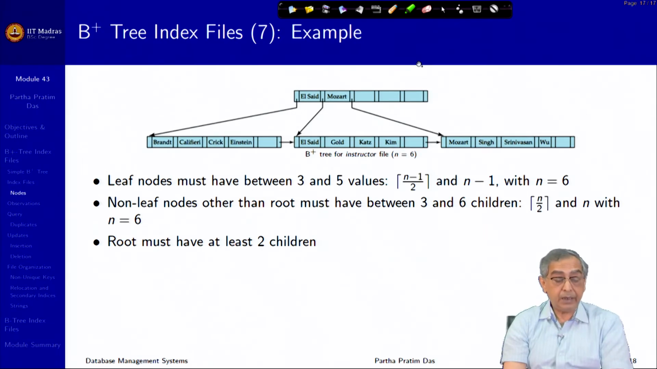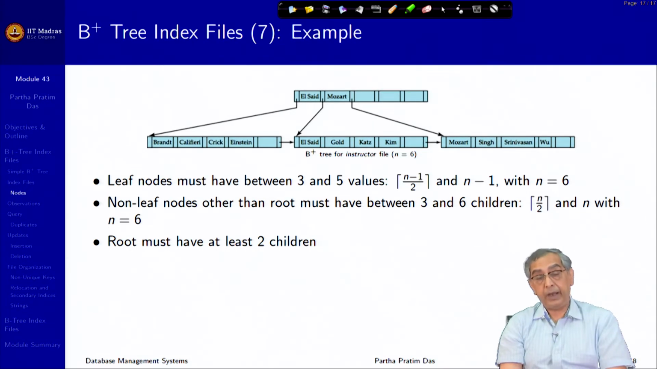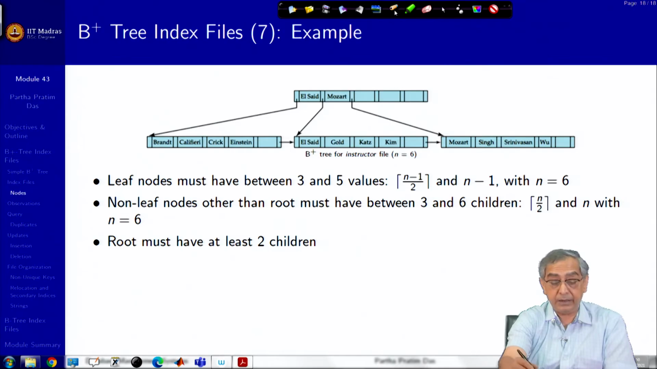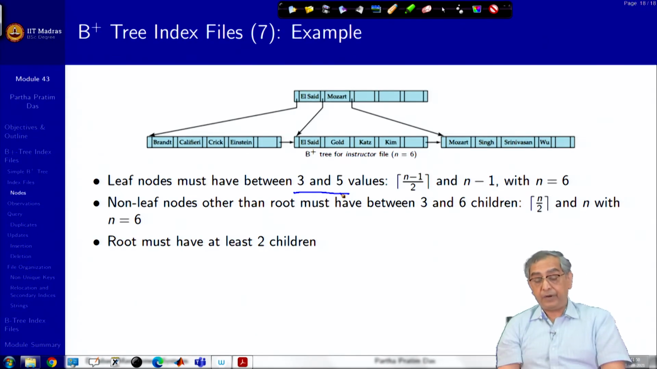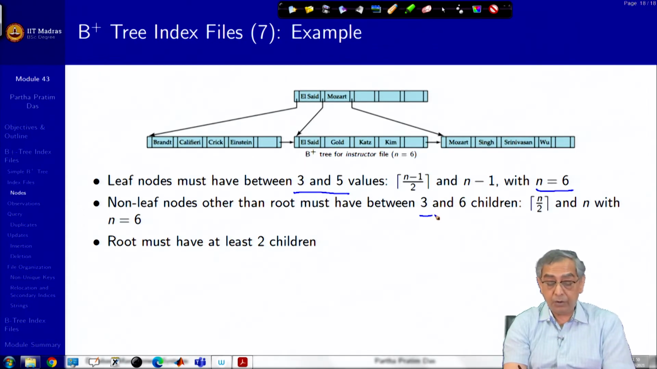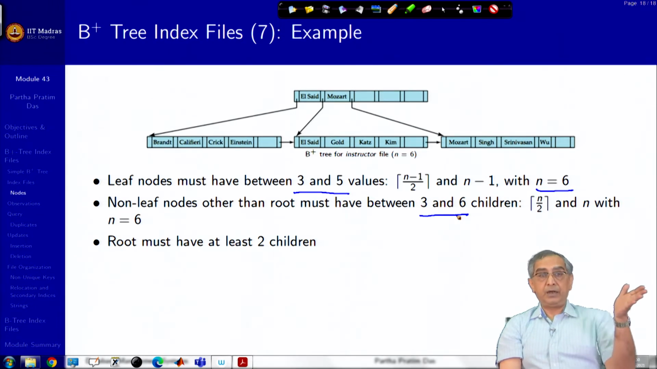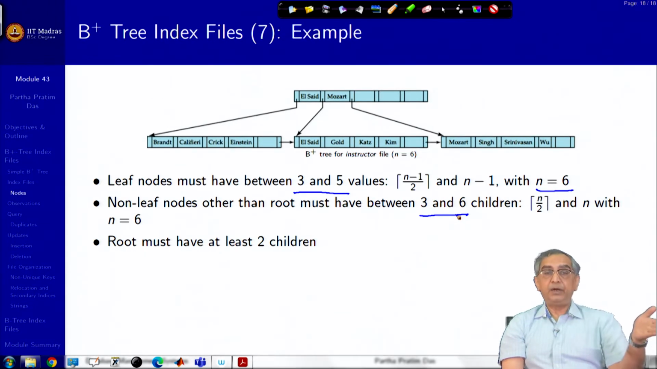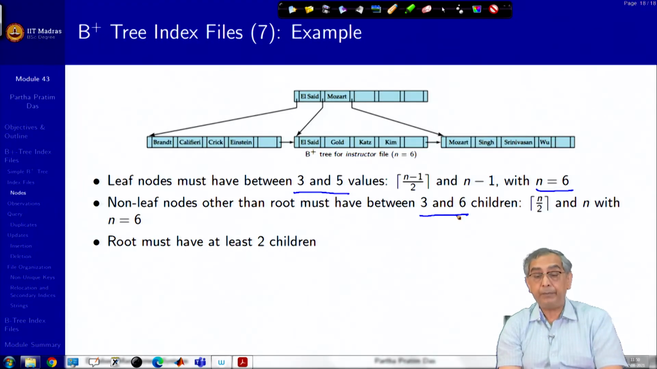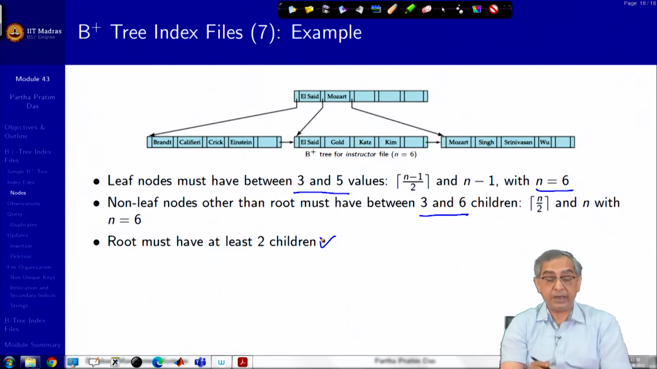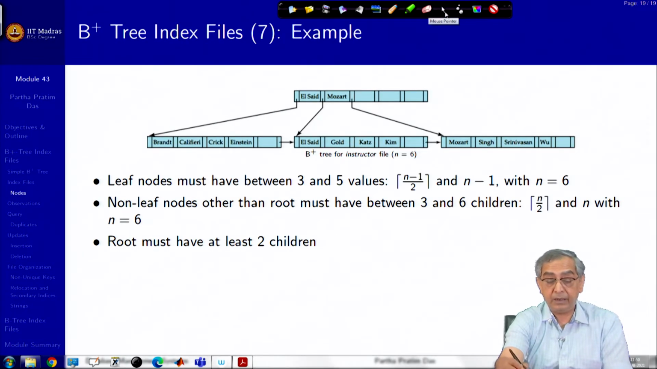So, here is an example of a B plus tree index file. Leaf nodes here are mandated to have 3 to 5 values, that is, we are working with an n value of 6. Internal nodes must have 3 to 6 values; internal node is n by 2 to n, leaf node is n by 2 to n minus 1, and the root must have 2 children. You can see that all these are satisfied and things are in order.